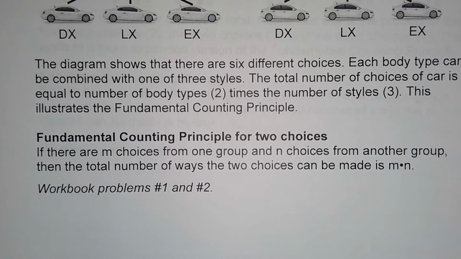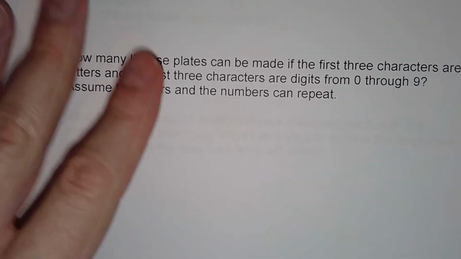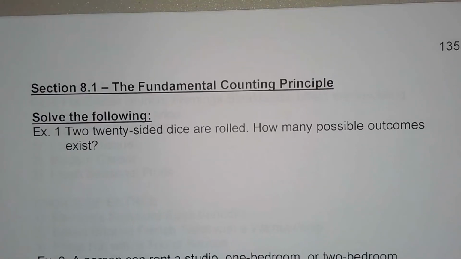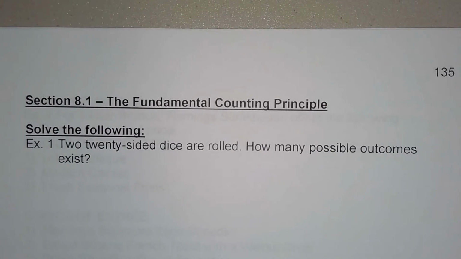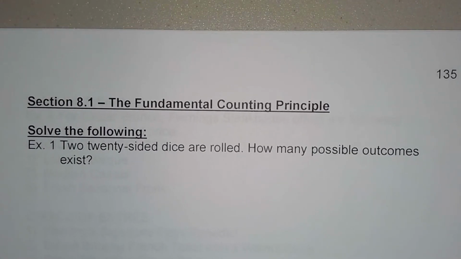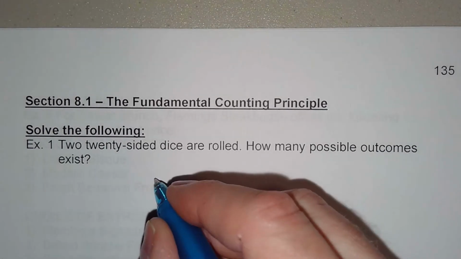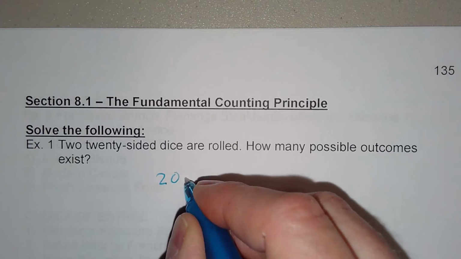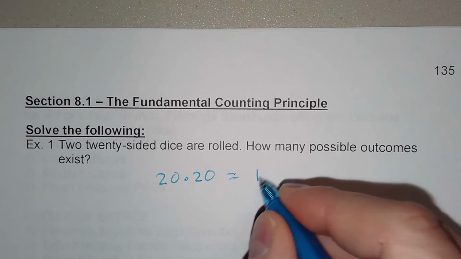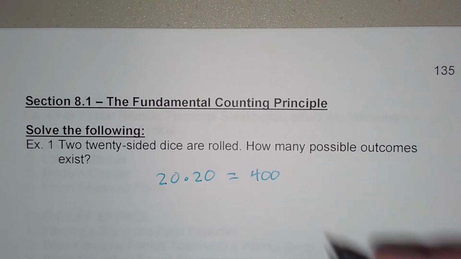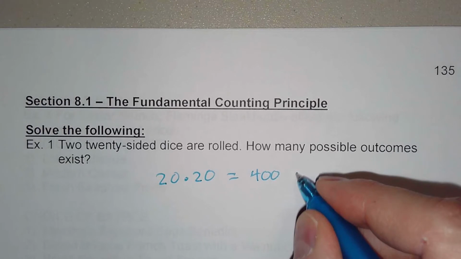So let's turn to page 135 of our workbook. And it says two 20-sided dice are rolled. How many possible outcomes exist? Well, each one has 20 possibilities, so by the fundamental counting principle, it'd be 20 times 20, or 400 possible outcomes.